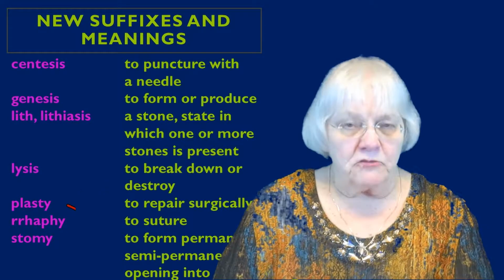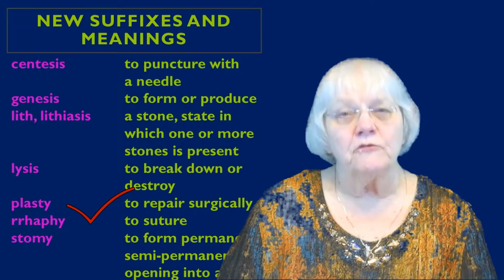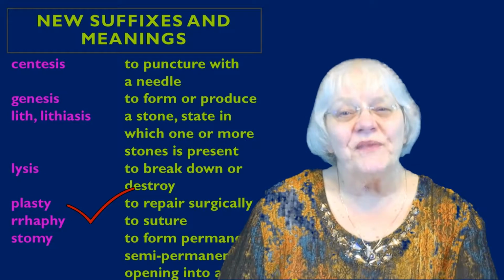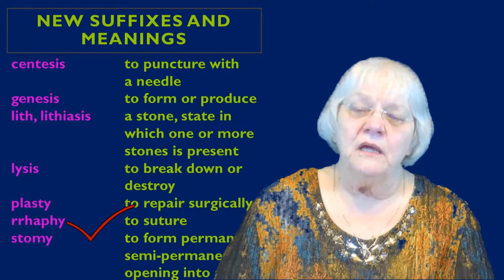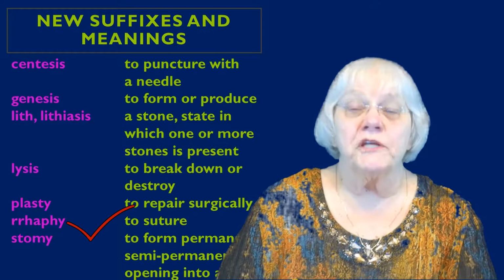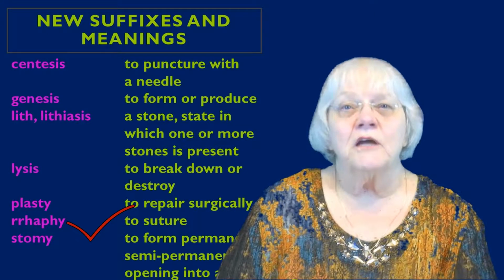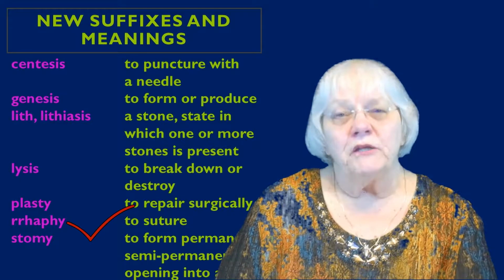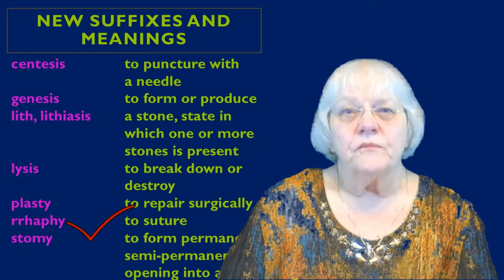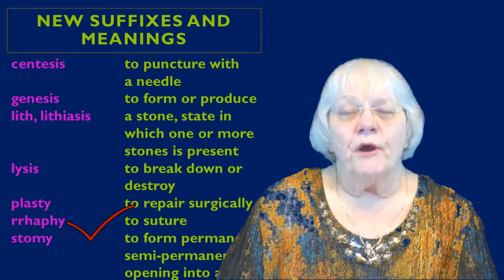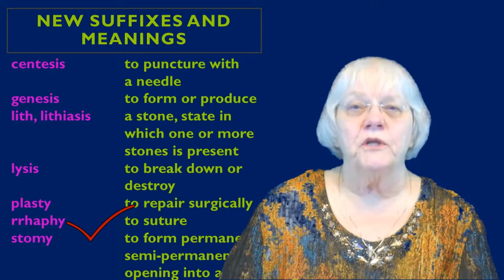The next one is raphy or rafi, a little hard to pronounce unless it's placed with a root word. That means to suture. And finally, there's stomy. We oftentimes call that an ostomy. The O is usually contributed by the root word, but at any rate, a stomy or ostomy is an opening. You may have heard of a colostomy. It's an opening that is surgically performed. It is either a permanent or a semi-permanent opening of a structure into another area.